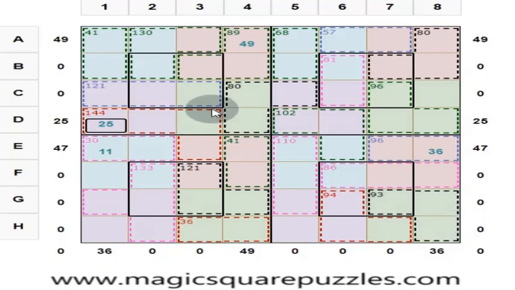My magic square puzzles are different. My magic squares are different in the sense that they contain four 4x4 subsquares. This is one subsquare, this is another subsquare, this is another subsquare, and this is another subsquare. These 4 numbers give you 130. These 4 numbers give you 130. These 4 numbers give you 130. These 4 numbers give you 130.